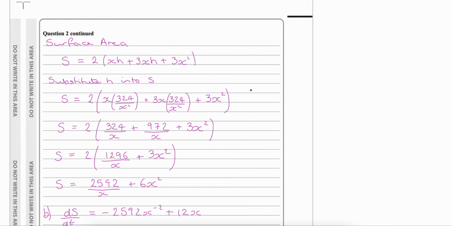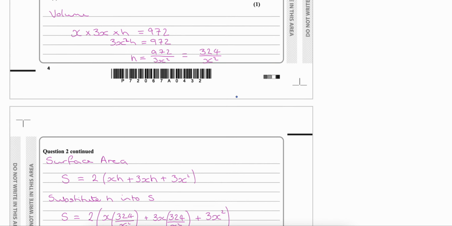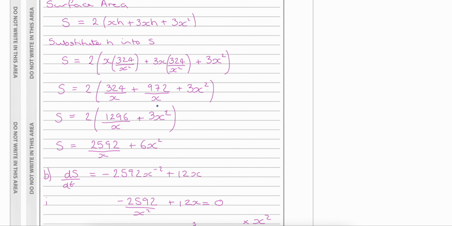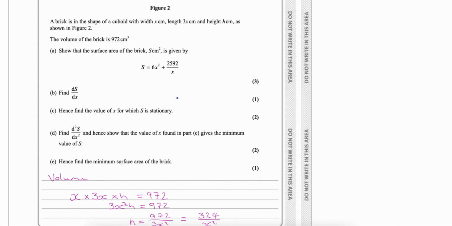and you get 8xh plus 6x squared. But we know h is 324 over x squared. Substitute that in and simplify, and you should get exactly the answer requested. Even if you can't do that, you can still do part B.